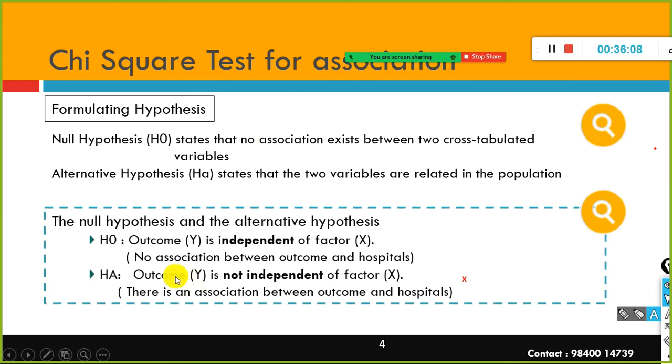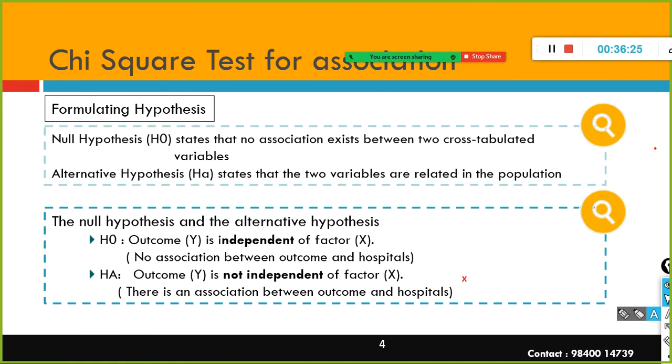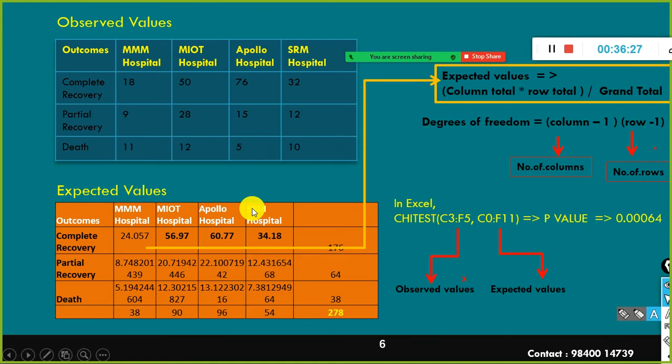Now we will write the formal null and alternative. This is my null hypothesis: my outcome is independent of factor x, which means there is no relationship between them. So I will take a look at this example so that you should be able to understand this one. Look here.